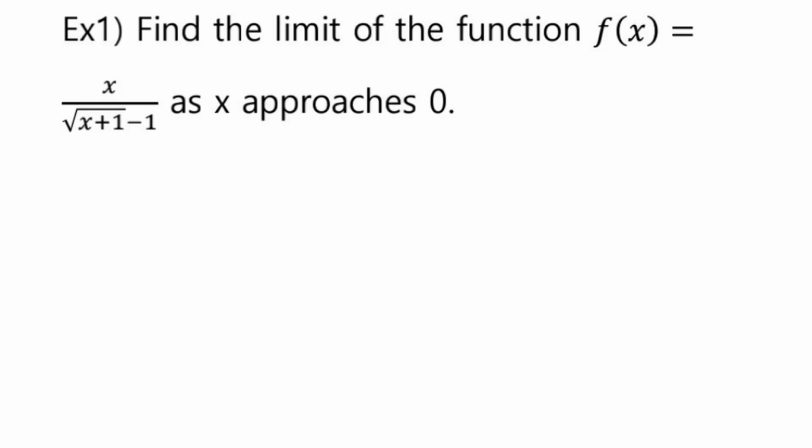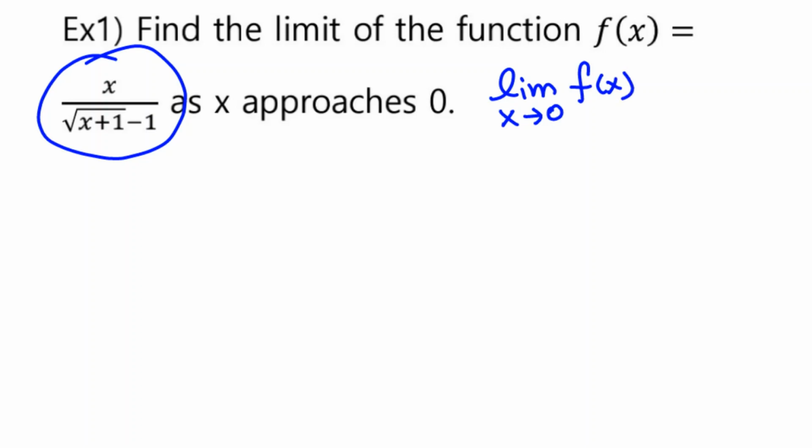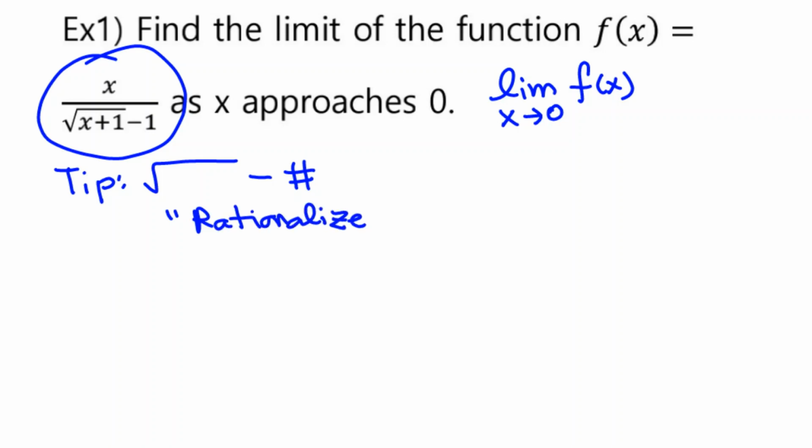Alright, example number 1, it says find the limit of the function x over square root of x plus 1 minus 1 as x approaches 0. So we have to find the limit, x approaches 0 of the function. Alright, so here's a small tip. It says when you have a square root minus a number, especially in the denominator of the fraction, you wanna rationalize the function.